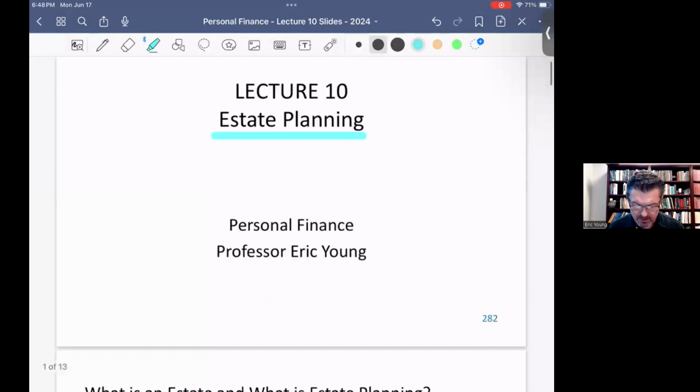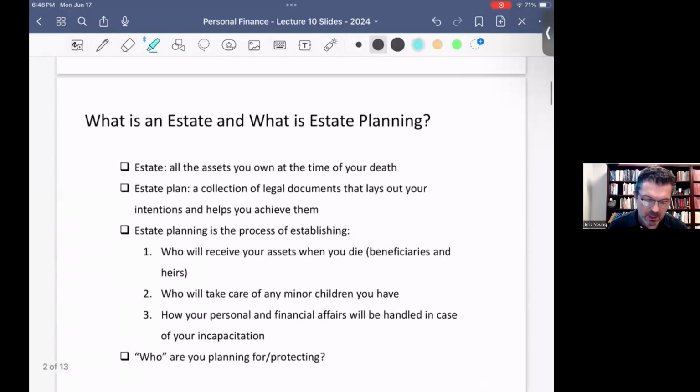So what we're going to do today is start off by talking generally about what estate planning is, talk about the goals of estate planning, and then dig a little bit into the tools of estate planning. Remember, one of our big themes in the way that I teach this is the right tool for the job.